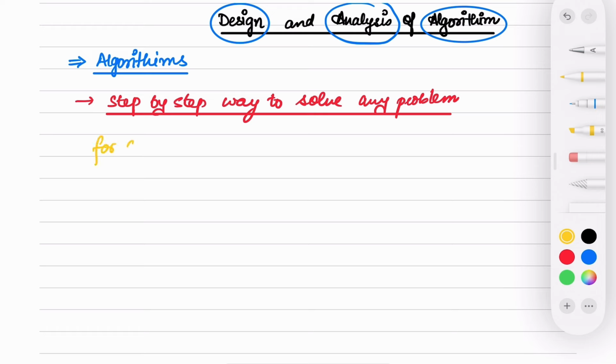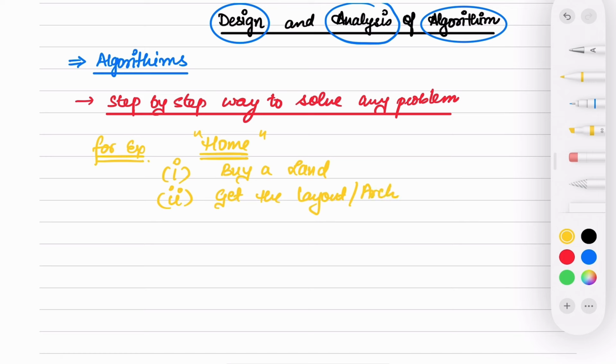For example, let me give a small example. Say you have to construct a house. You have to make a home. What steps do you think you need to achieve a home? I think the first step will be to buy a land. After that, you need to get the layout, or you can say the architecture of it. Then you might need some raw material for that.